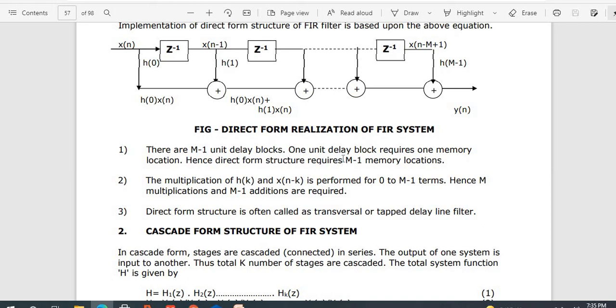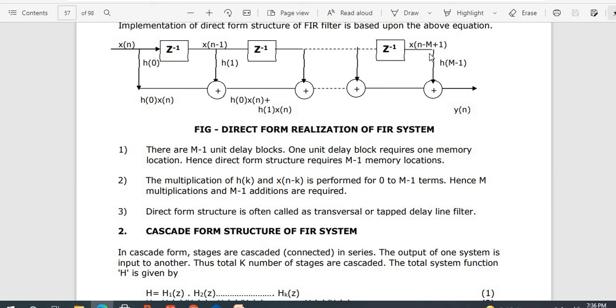So what are the things we have to see in that? There are m minus 1 unit delay blocks. How many delay blocks? m minus 1, because at the end we are taking m minus 1 only, right? The upper limit is finite. Each unit delay block requires one memory location to be assigned. Without that, the locations would be merged, and if they merge there is no information. It has to be a specific memory location for each block. That's the reason the direct form structure requires m minus 1 memory locations, and the multiplication of h of k into x of n minus k is performed with values from 0 to m minus 1. M multiplications and m minus 1 additions are required for these blocks.